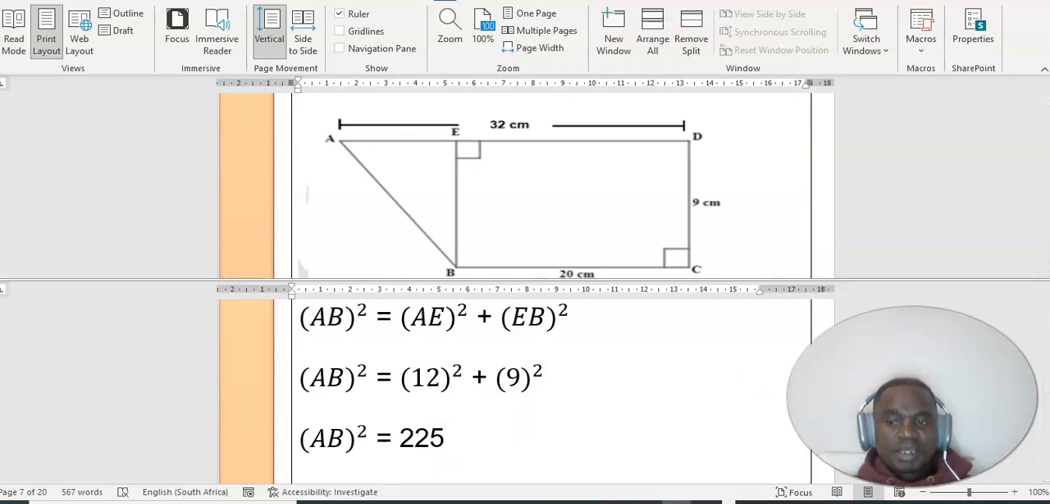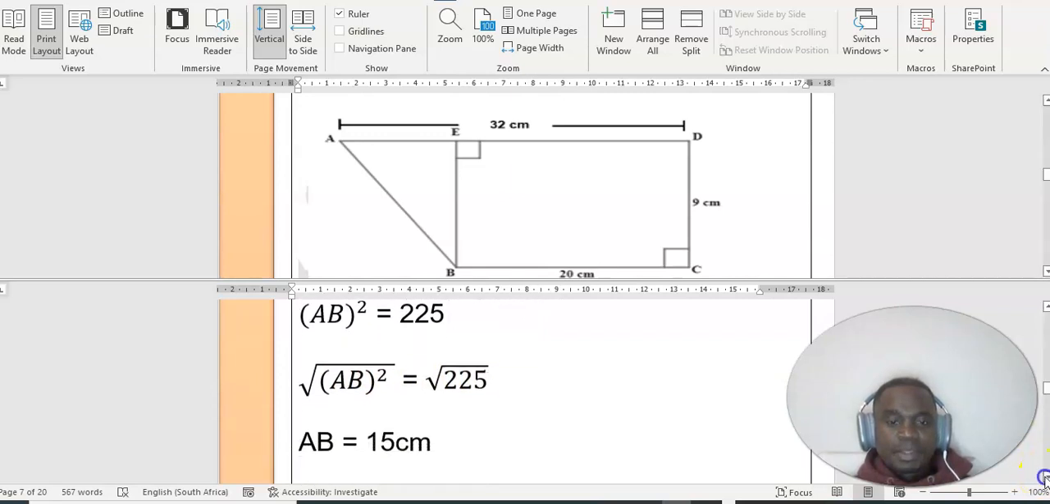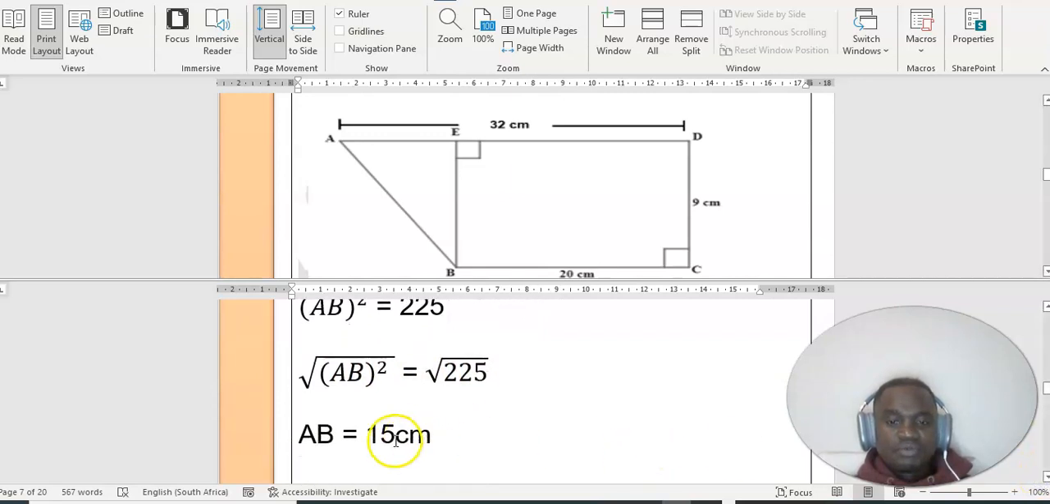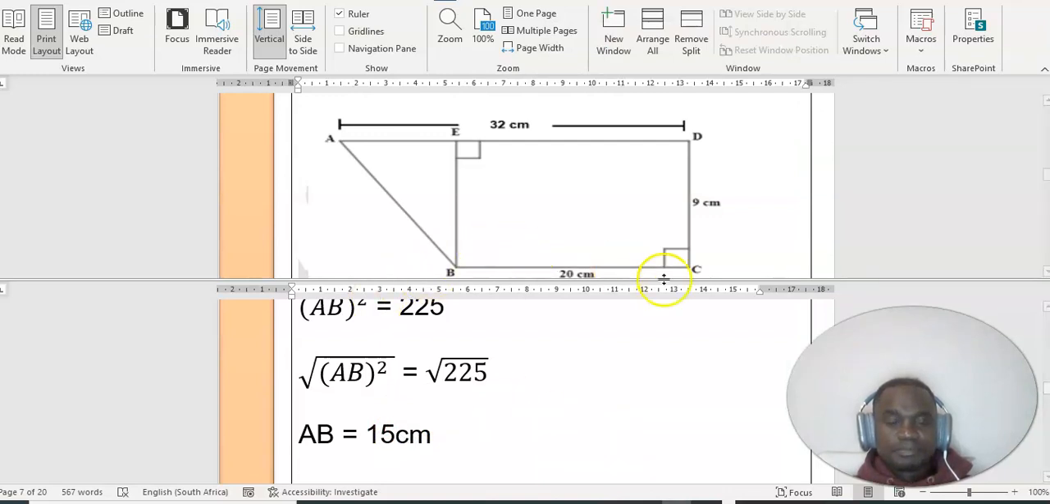Then you take the square root of both sides. I take a square root of this side, square root of this side, I'm going to get what? 15. Square root of 225 is equal to 15 centimeters. Okay.